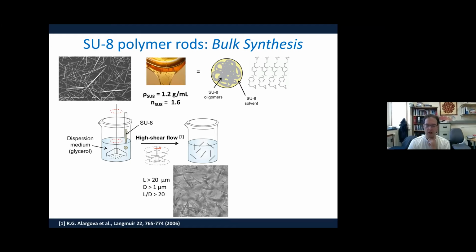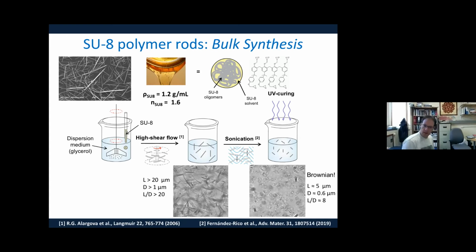What we then did, again on a Friday afternoon because the synthesis is very easy, was think, okay, what happens if we put these things in a sonicator? It was like we hit the magic button, because once we put them in the sonicator, these very long non-Brownian rods break into lengths of about 5 micrometers, with a diameter of about 0.5, which gives us an aspect ratio of just under 10, which is perfect. As you can see in the movie at the bottom right, they are really Brownian. So it took almost a Friday afternoon to make Brownian colloidal polymer rods made of SU8, just by sonicating them. Now this was great.